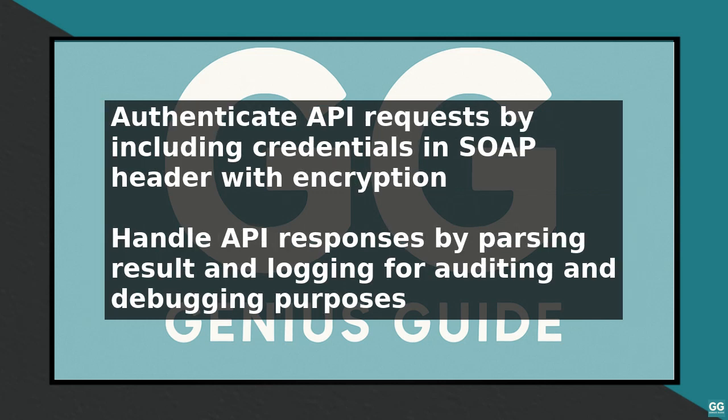Common errors and solutions. Some common errors you may encounter when using the WorldPay SOAP API include authentication errors, invalid parameter errors, and connection timeouts. To resolve these errors, you should check your API credentials, verify that your parameters are correct, and ensure that your connection is stable.